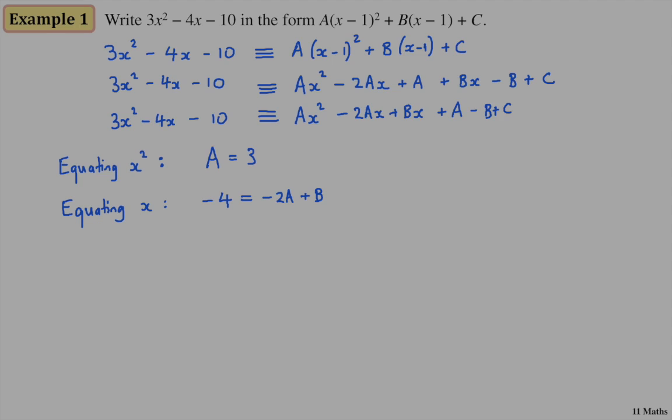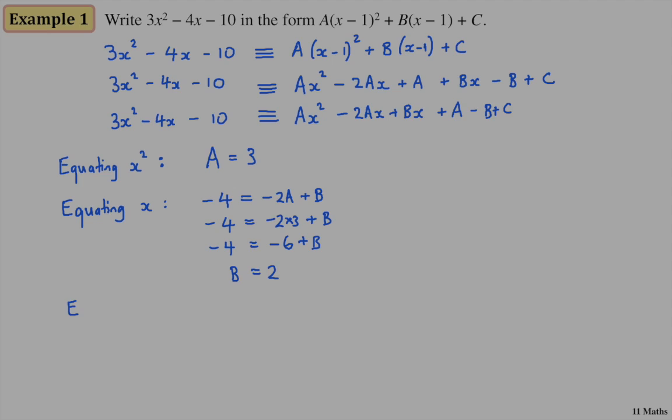But I know what a is. A is 3. Which means I now get minus 4 equals minus 2 times 3 plus b, following this through, plus 6 to both sides, and you'll get b equals 2.